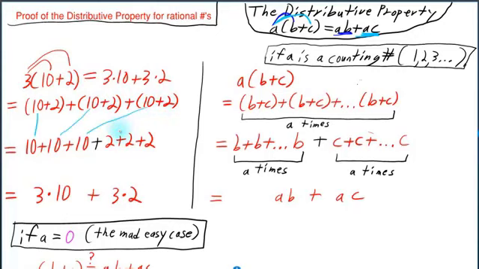Then you can put all the 10s at the front and all the 2s at the end. But 10 plus 10 plus 10 is 3 times 10. And 2 plus 2 plus 2 is 3 times 2.